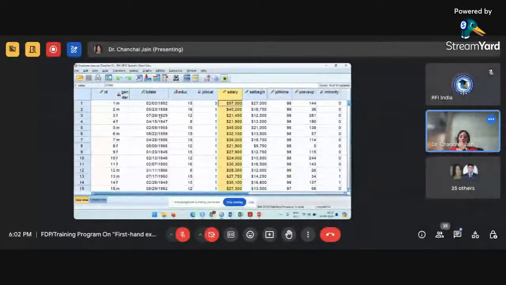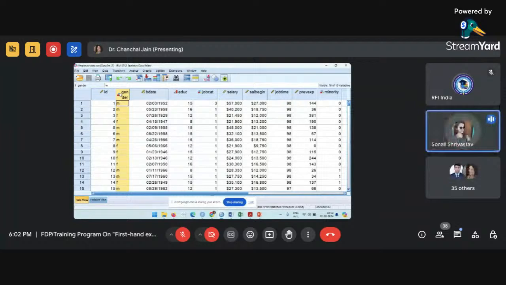Salary, ma'am. Very correct. Thank you, everyone. Salary is a continuous variable or numeric variable, and gender is a categorical variable. Very true, it's a categorical variable, and we can say this.